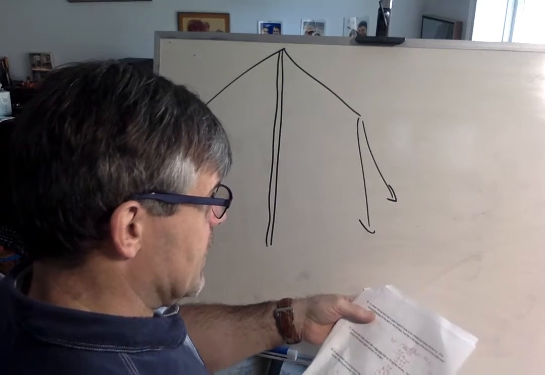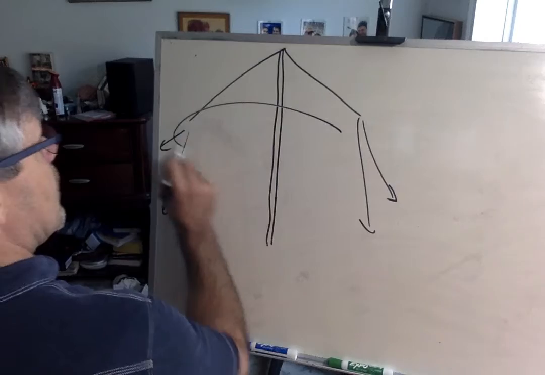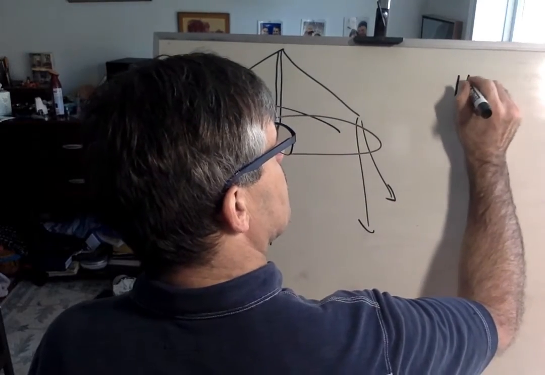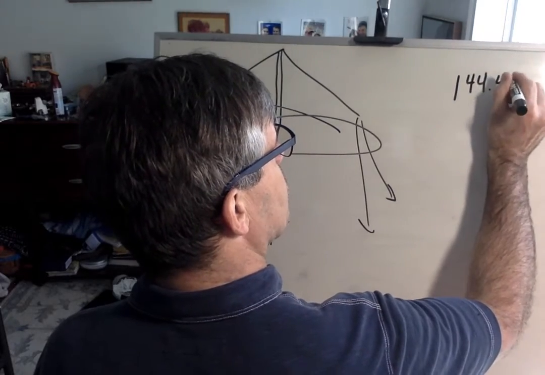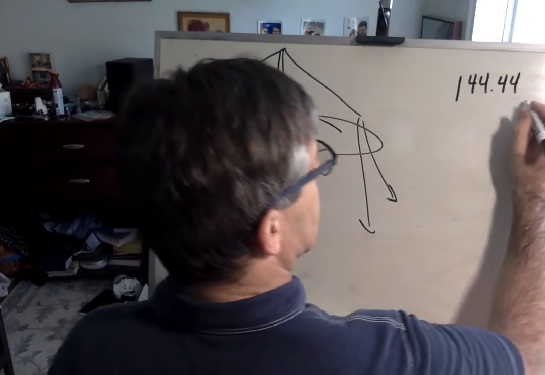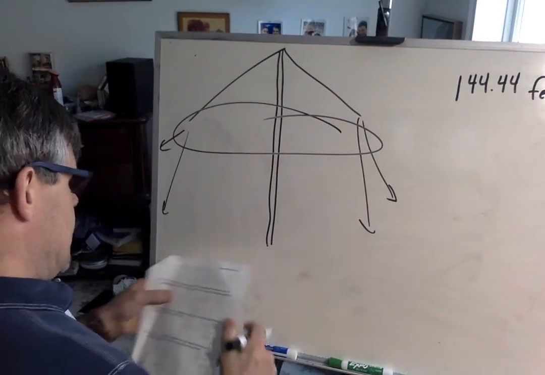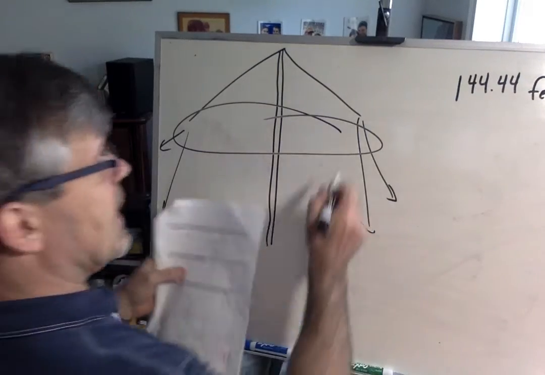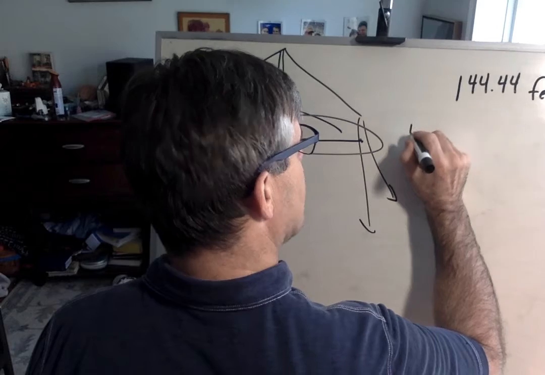If the circumference, so we know that all the way around the tent is 144.44 feet, that's the circumference all the way around. I want to know how far is the edge of the tent to the pole. So basically, what is the radius?